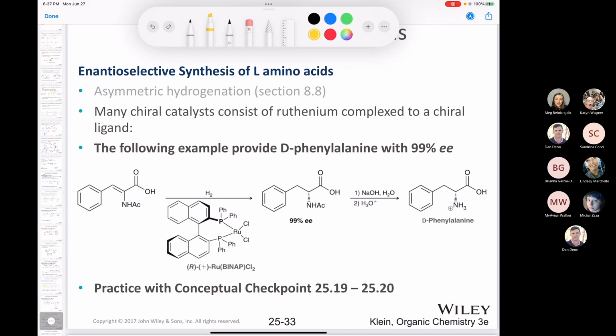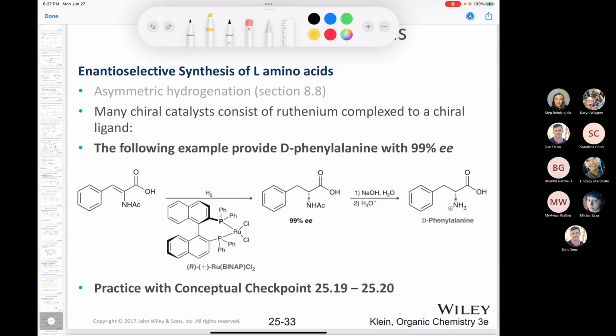I can't come up with a better description than that, really. So it forces the hydrogen to be added to just one face of the molecule. So here's an example. This is a synthesis of diphenylalanine, which is the unnatural form, but regardless, you only get one enantiomer, and it's virtually all of that. It says 99% enantiomeric excess. That means that one enantiomer is 99% present over the other.